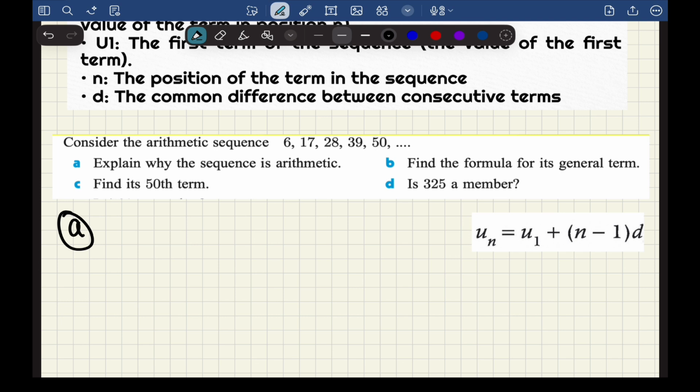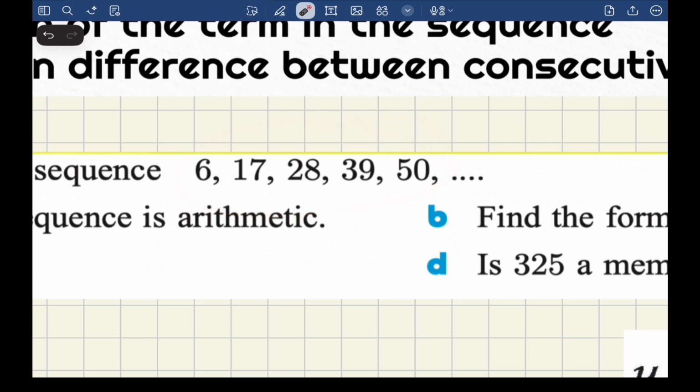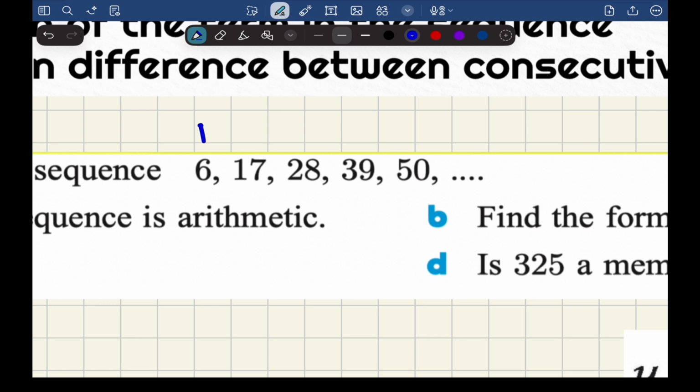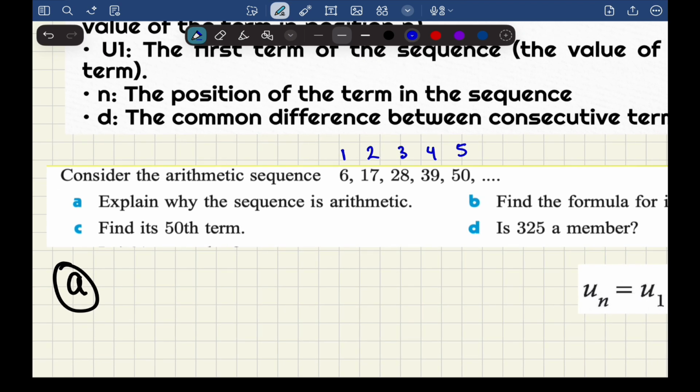What we need to do is perform a subtraction. We need to take two consecutive numbers in the sequence, for example 6 and 17. If you remember, they have positions, 1, 2, 3, 4, 5. So we take two consecutive numbers, then we do a subtraction: the number minus the previous one. Pay attention, if we have, for example, position 2, it's going to be minus position 1. In this case, 17 minus 6, and what is this? 11.